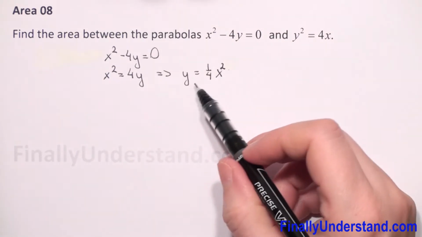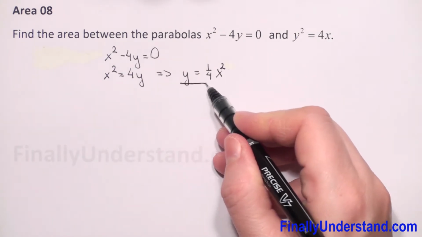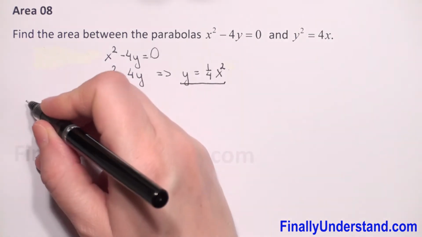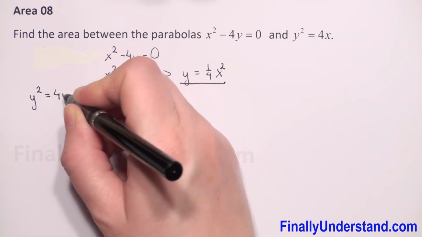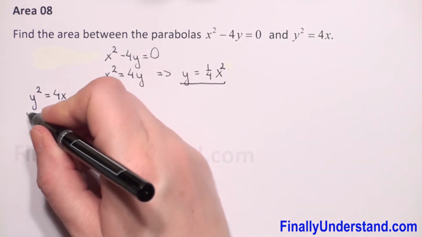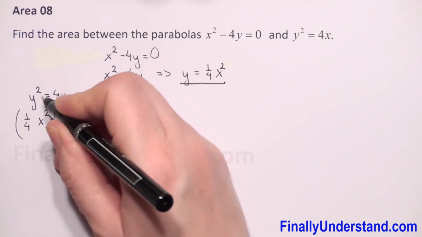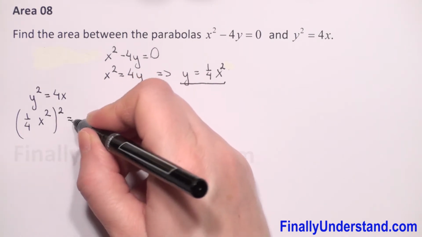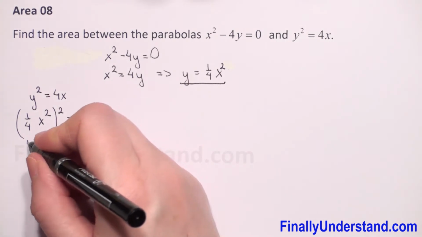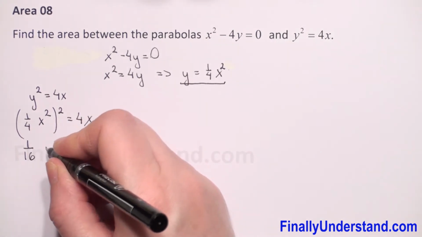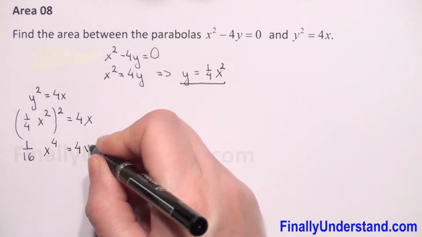Now we will substitute y in the second equation by this form. Let me copy this equation first. We have y squared equals 4x. So we have 1 over 4 x squared, which we have to take to the second power, equals 4x. So it will be 1 over 16 x to the fourth power equals 4x.